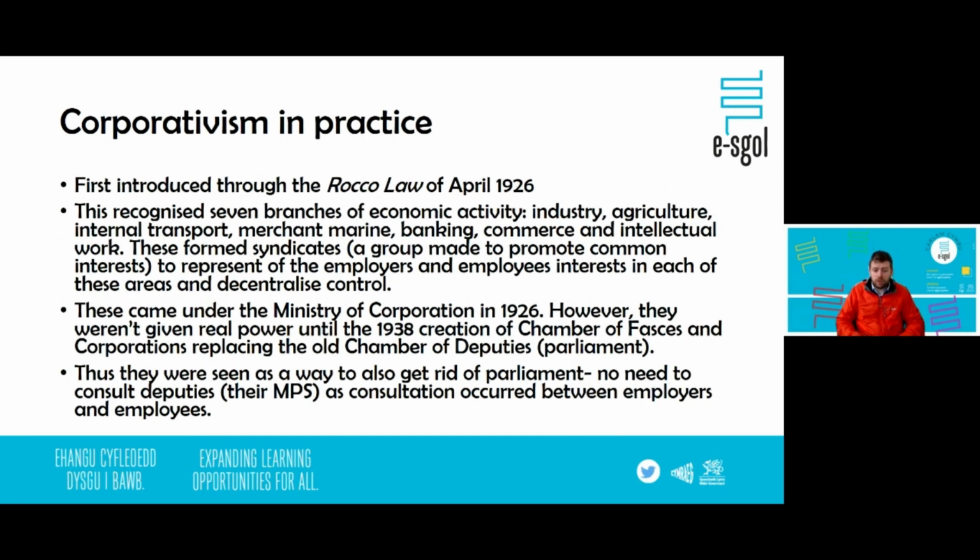Well, it was first introduced in the Rocco Law of April 1926. And this recognised 7 branches of economic activity: industry, agriculture, internal transport, merchant marine, banking, commerce, and intellectual work. And these formed syndicates, groups to promote their interests, to represent the employer and the employee's interests, and decentralise control, take control away from central government. And these came under the Ministry of Corporation in 1926. However, they weren't really given actual power until 1938.